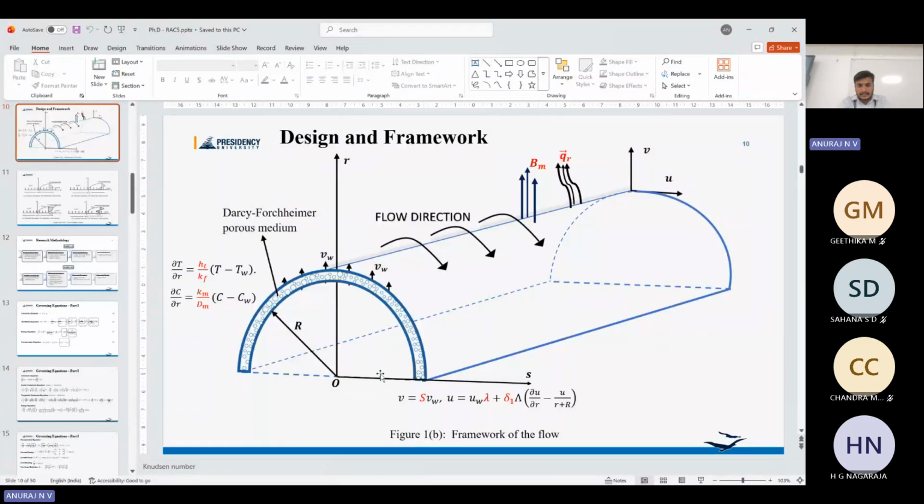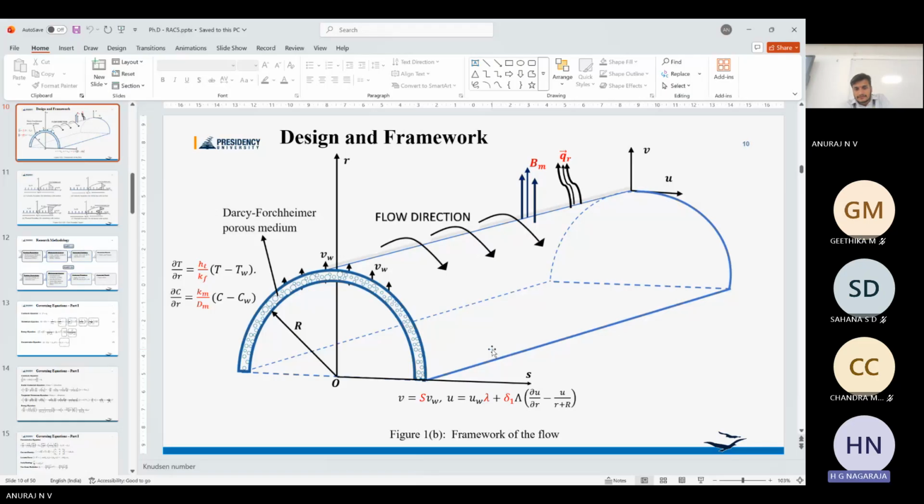Here I considered a constant radius of curvature. This is the shape of the surface, sir. Like here we can see in slide number 10, that curved surface. This shape I considered like this, sir. I am considering a curvilinear coordinate system, sir. Like R and S are the curvilinear coordinates.